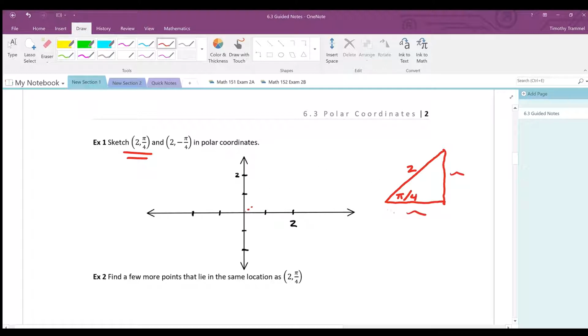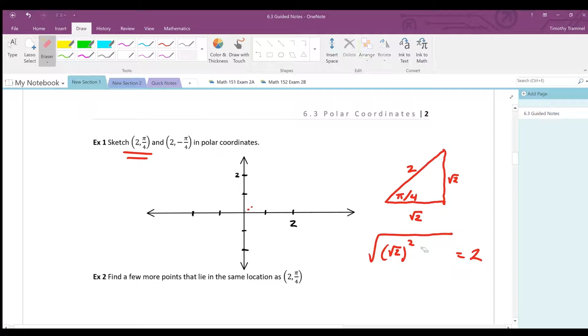Okay? And some of you might actually remember what these side lengths are. This should be the square root of 2 and the square root of 2, right? If you were to take each one of those, square them, and then take the square root, this is going to be 2 plus 2 in here, which is 4, and the square root of 4 is 2. So this makes sense.